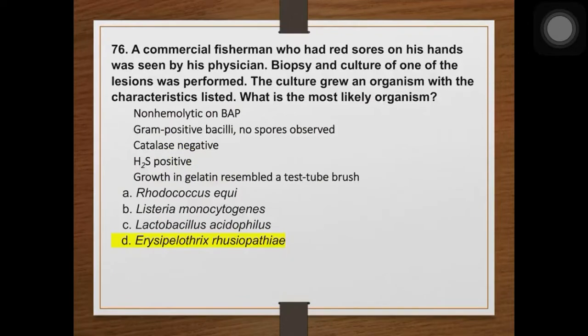76. A commercial fisherman who had red sores on his hand was seen by his doctor. Biopsy and culture of one of the lesions was performed. The culture grew an organism with the characteristics listed. What is the most likely organism? Non-hemolytic on blood agar, gram-positive non-sporing bacilli, catalase negative, H2S positive, when grown sa gelatin medium, may test tube brush-like growth. Gram-positive, H2S positive. So, H2S positive, ito po yung characteristic ng Erysipelothrix para ma-differentiate siya from gram-positive bacilli. 76, correct answer, letter D, Erysipelothrix.